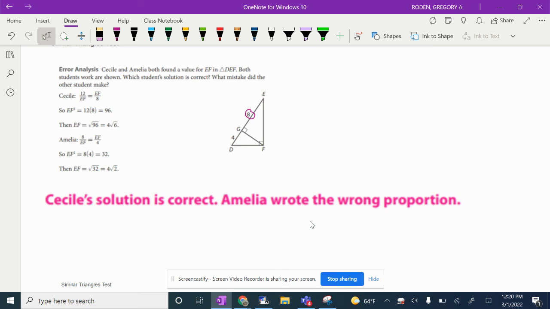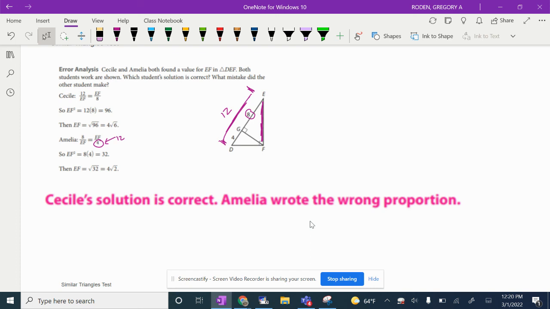So what did she do? She did side over hypotenuse equals hypotenuse. Instead of saying hypotenuse over 4, she should have said hypotenuse over 12. That would have worked, but she did EF over 4. So this should have been a 12. If hers would have worked, it should have been a 12.